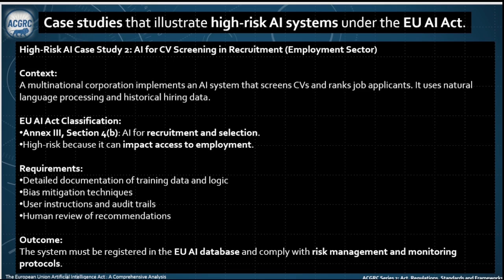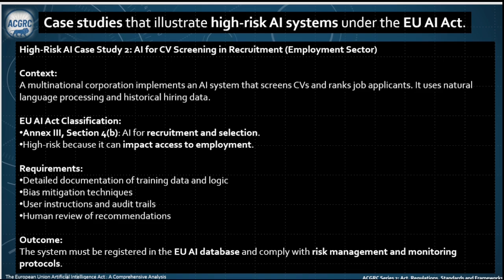This will hit the EU Act on Annex 3, Section 4B, which is specifically for AI for recruitment and selection. This is high risk, clearly marked, because it impacts access to employment for an individual. So it is high risk.